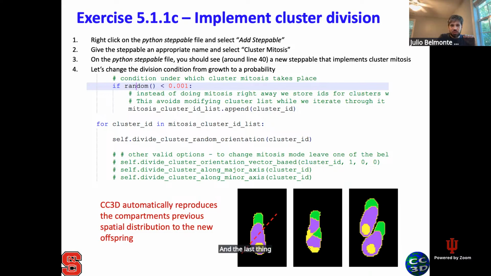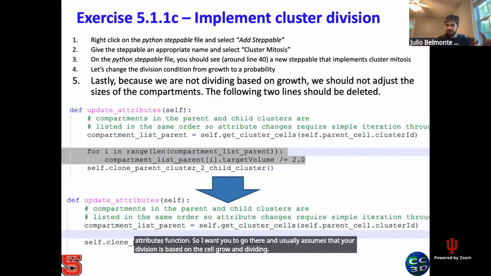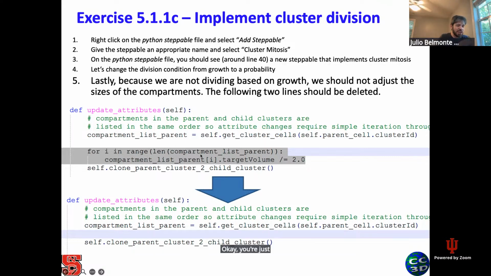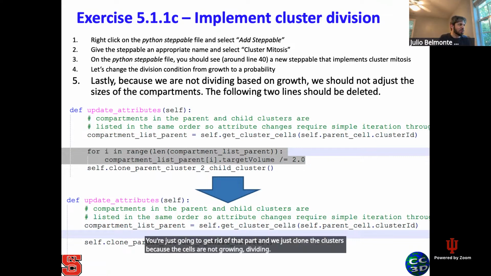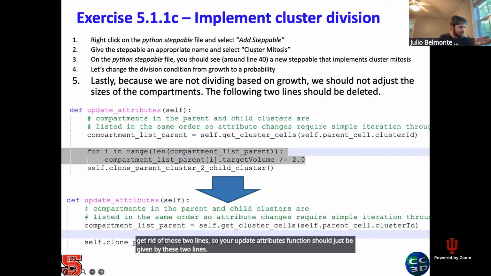And the last thing I want you to do is, when you have the cluster division or subdivision, you always have an update attributes function. So I want you to go there. It usually assumes that your division is based on the cell growing and dividing. Here it's just a division that happens out of nothing, okay? So instead of going over all the compartments and dividing the target volume by 2, you just get rid of that part and we just clone the clusters because the cells are not growing and dividing. So you just get rid of those 2 lines. So your update attributes function should just be given by these 2 lines that you have here.